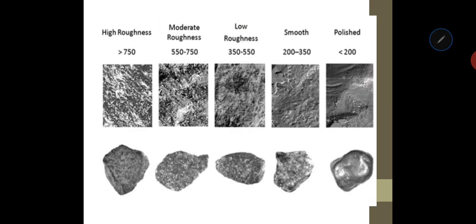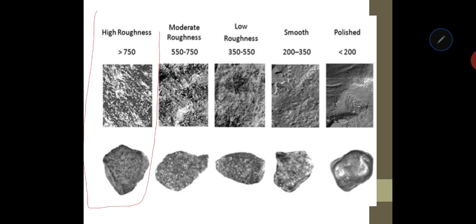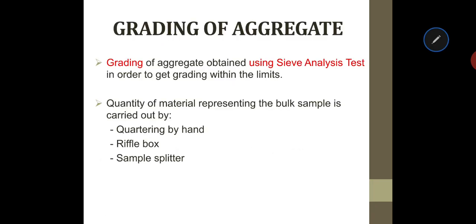So this is the classification of roughness. This is high roughness, more than 750. And if we polish that aggregate, it looks like this one. The roughness is less than 200. So the classification is based on high roughness, moderate roughness, low roughness, smooth, and polished.